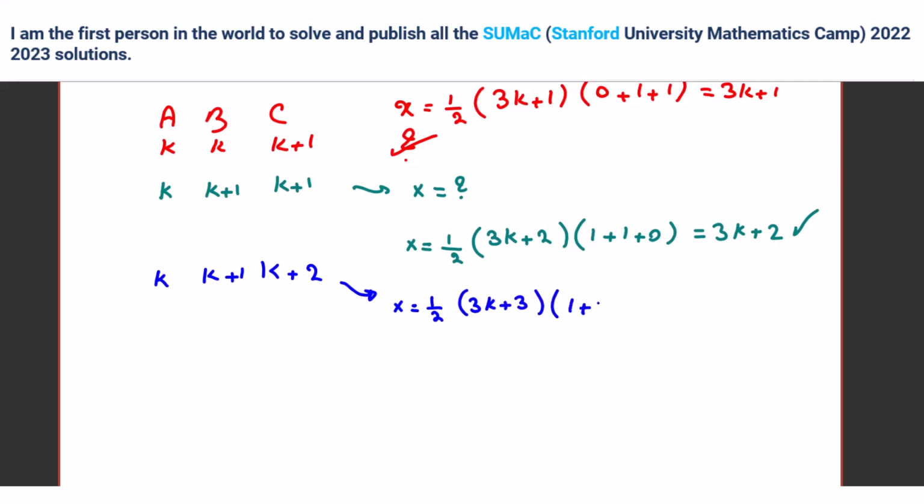Times 1 plus 1 plus 4, so it's equal to 6. So if we divide, it's 3, 9k plus 9. Because k is at least 0, it's 9 times k plus 1, right? Because k is at least 0, we can create at least 9. And for 0, we can say a, b, c equal to 0, right?